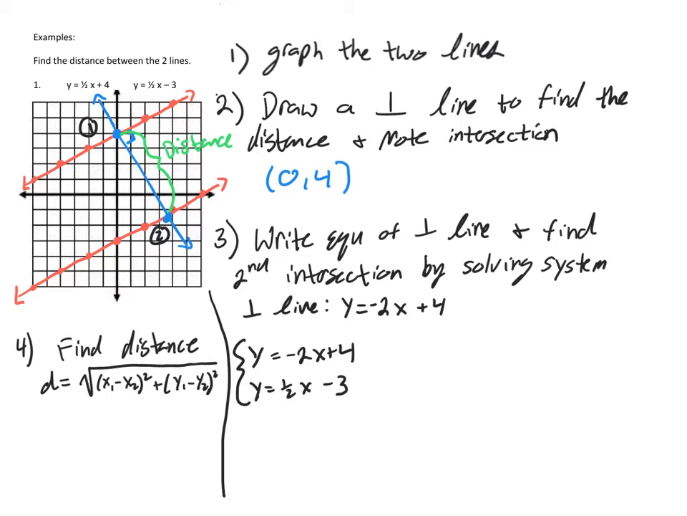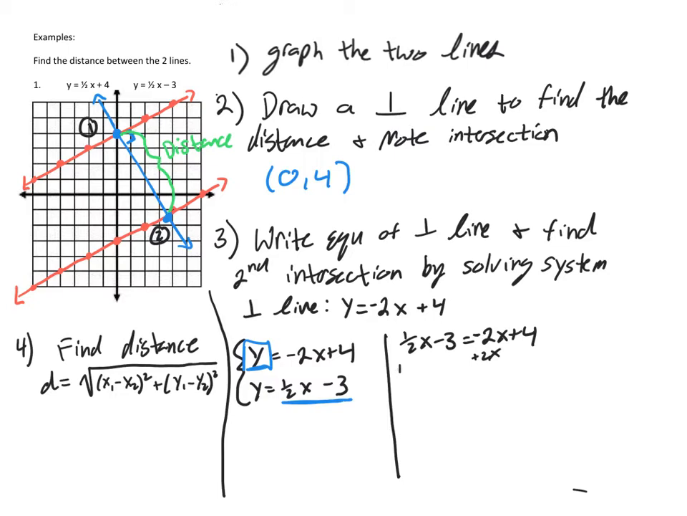If they were both in standard form, we would use elimination, but since they're both in slope-intercept form, we're going to use substitution. I'm simply going to take this second bit right here, y equals, and substitute it up in here for that y. So we're going to say 1/2 x minus 3 needs to equal -2x plus 4. Okay, we're going to go ahead and solve this for x.